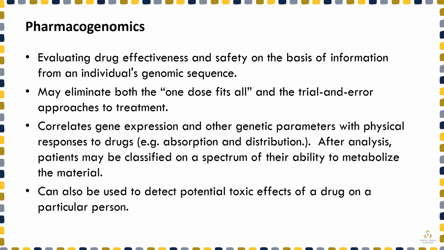Pharmacogenomics, or toxicogenomics, involves evaluating drug effectiveness and safety on the basis of information from an individual's genomic sequence. We can study genomic responses to drugs using experimental animals, such as rats or mice, or live cells in a laboratory before embarking on studies with humans. Studying changes in gene expression could provide information about the transcription profile of the drug's presence, which we can use as an early indicator of the potential for toxic effects.